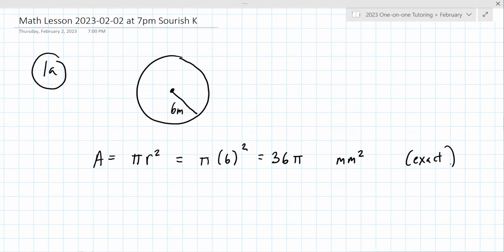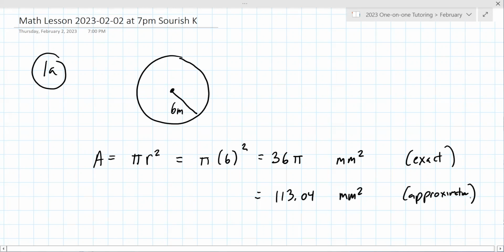Do you have a calculator handy today? Yeah, I have it in my computer. Okay. What is 36 times 3.14? 36 times 3.14 is 113.04. So it's 113.04 millimeters squared. This is the approximation. Yes, I got that. You did, but you don't have the exact answer. You only have the approximation. You need both.